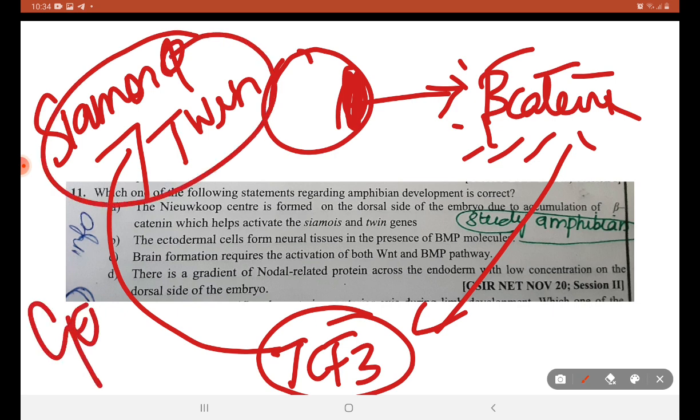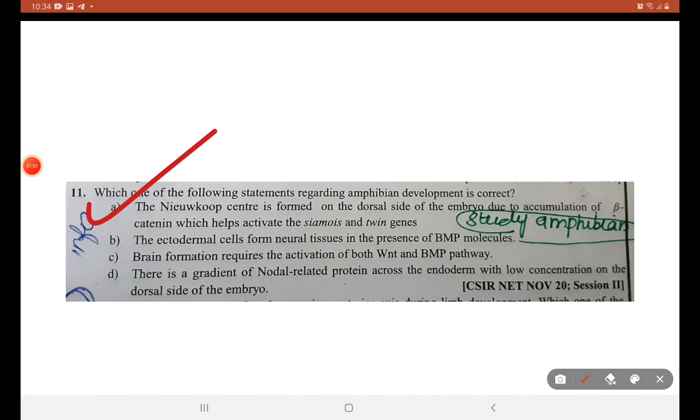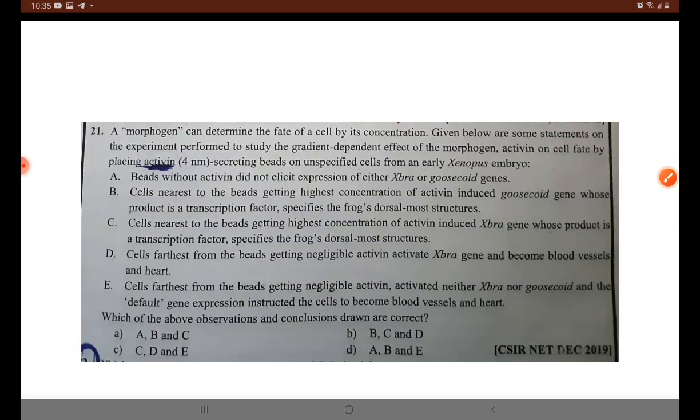And also give rise to goosecoid. All occur in the dorsal side. This is the concept. So, Nieuwkoop center is formed in the dorsal side of the embryo due to the accumulation of beta-catenin, which helps to activate siamois and twin gene.